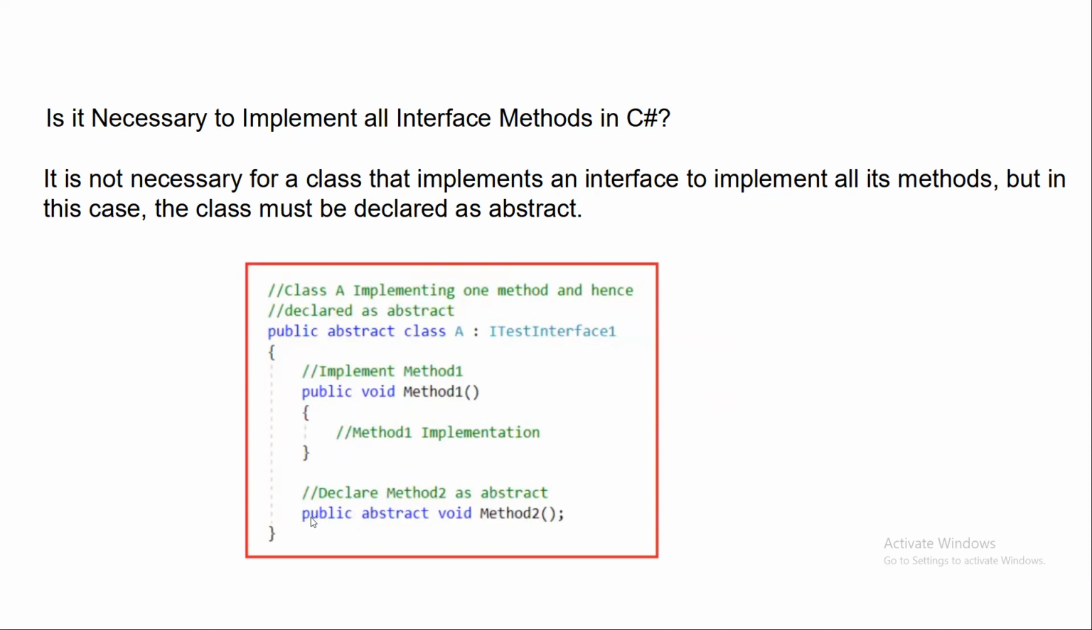Since you did not have the implementation for method 2 in the derived class, you have to say abstract and abstract. So it is not necessary for a class that implements the interface to implement all its methods. You have two methods for interface 1, but you have implemented only one method, and the other method you did not implement. So since you did not implement it, you have to say abstract and abstract in the derived class also.